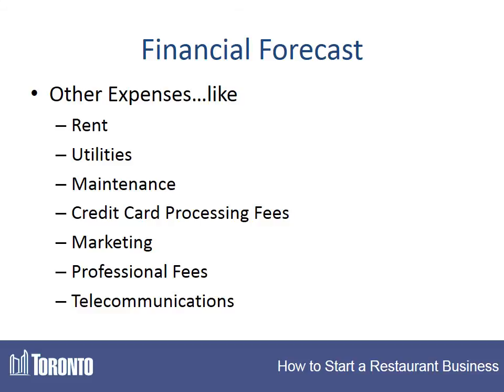Marketing. I'm going to allocate 4%, let's say 3% of my revenues to marketing. And then professional fees for accounting. Someone has to do your financial statements at the end of the year. You may want to have a lawyer come in and review some leases or review contracts that you may have with people. And then your telecommunications, whether that be televisions or cell phones or whatever.